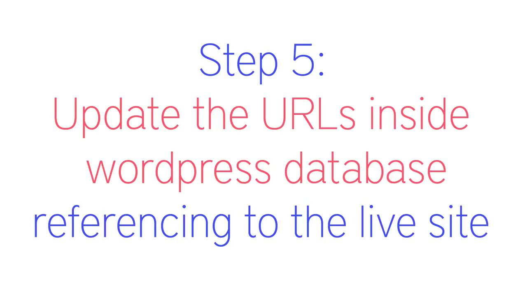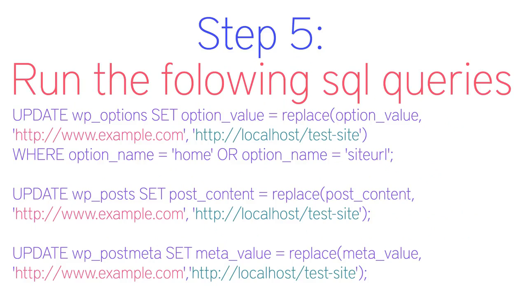Now that the database is all set up, we need to update the URLs inside the WordPress database, which still refer to the live website. To update the URLs in the database, we have to run the following 3 SQL queries. The following 3 SQL queries will make sure to replace any existence of the URLs of the live website with the URLs of the website hosted on the localhost. I am going to run these queries one at a time in phpMyAdmin.